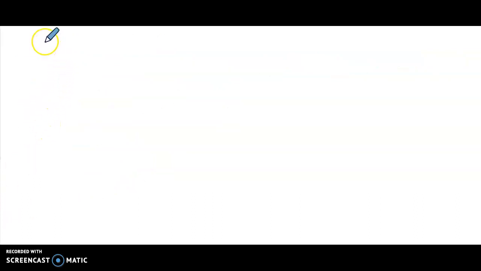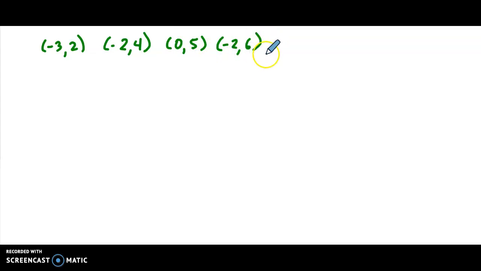So let's start with a specific example. I'm going to write here some order pairs: -3, 2; -2, 4; 0, 5; -2, 6; and 3, 8. So as soon as I have order pairs, I have some X and some Y's, and to be specific, it's 5 X's and 5 Y's, I automatically have a relation. So I have a relation in front of me. Now for that relation to become a function, as we said before, I have to be careful. I have to go in there and check the X's.